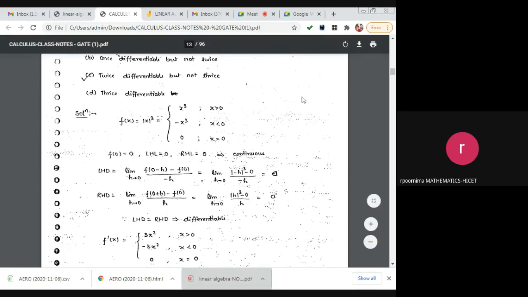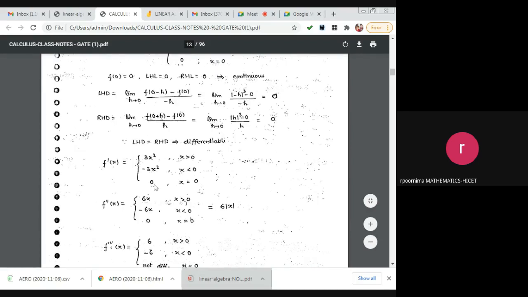If f of x is modulus of x cube, where x belongs to R, then f of x at x is 0 is twice differentiable but not thrice. Differentiating thrice means we will not get a value at that point x is 0. Next, f of x is modulus of x cube for x greater than 0 and minus x cube for x less than 0, and 0 at x is 0. Finding the left hand limit and right hand limit, both are equal, so this is continuous. Then the left hand derivative and right hand derivative are both 0, so it is differentiable. Then f dash of x, we differentiate the terms: first derivative, second derivative and third derivative.